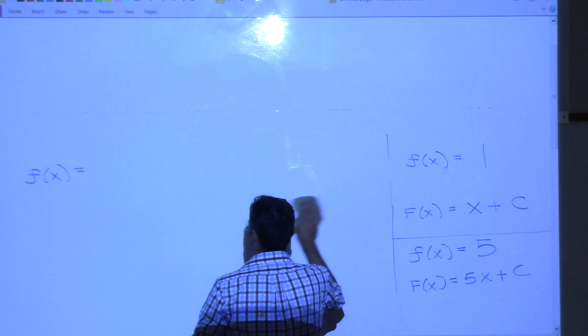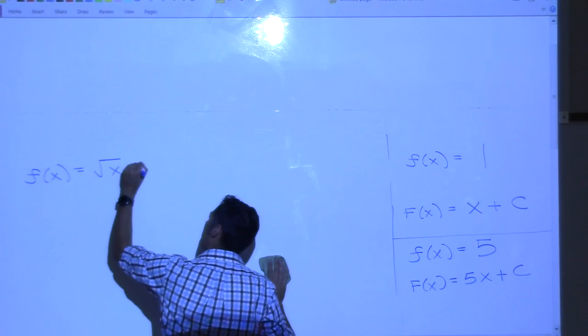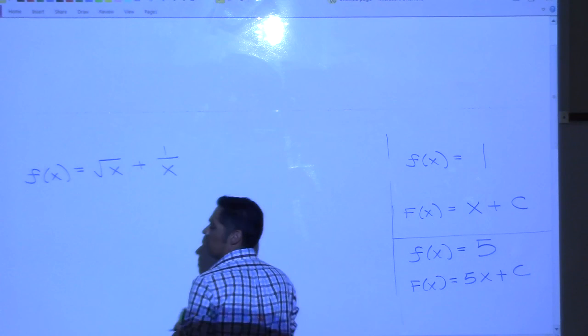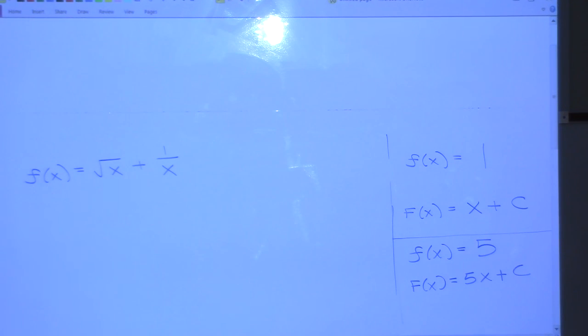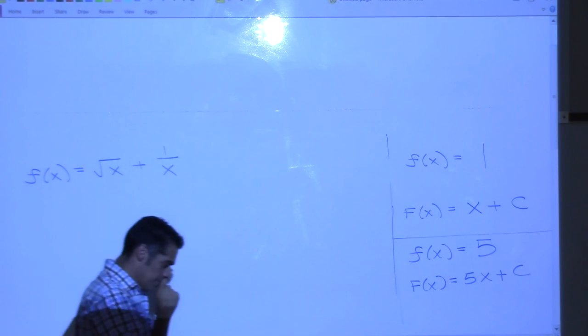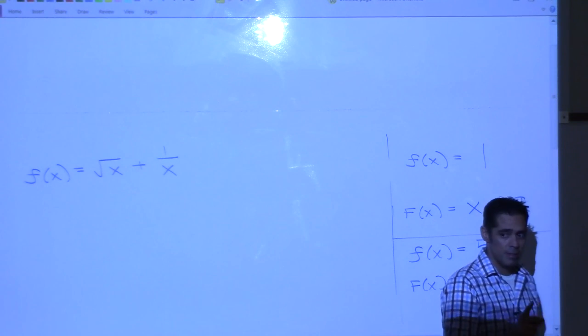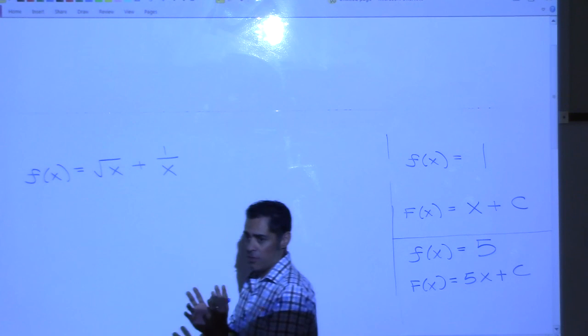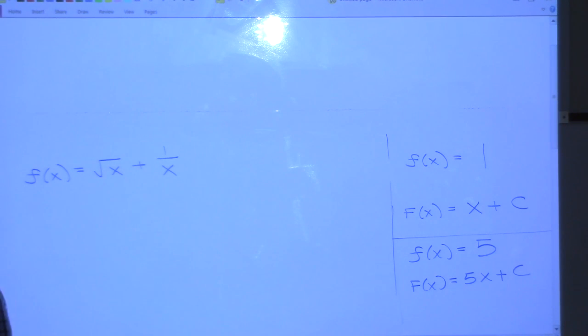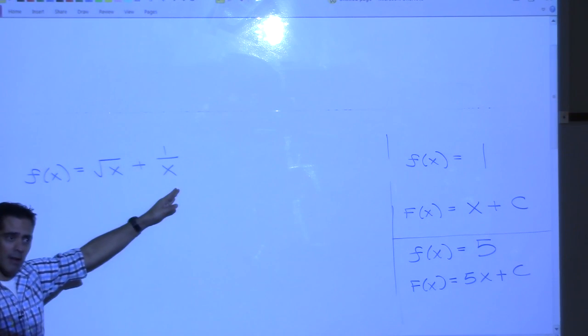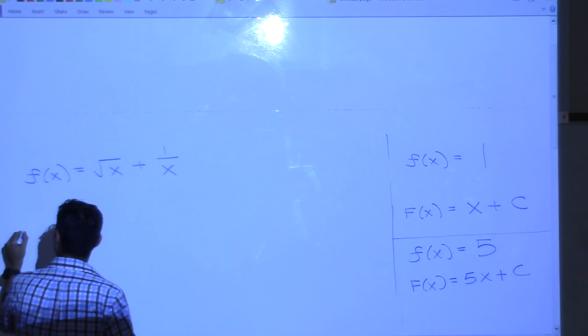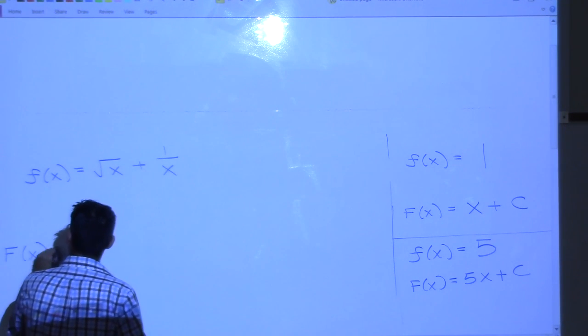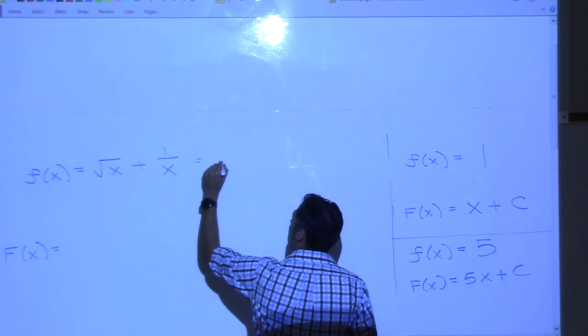Okay, what about this? Square root of x plus 1 over x. Find the antiderivative. So what's different about this problem? I've got addition between these two. Now, let me ask you. When we were taking derivatives, if we had addition, could we just do them separately? Yes, with addition and subtraction, right? We were allowed to. Well, good news. With antiderivatives, it works the same way. You can do them individually, all right? So for the antiderivative of this, we might want to start by rewriting this as x to the half.